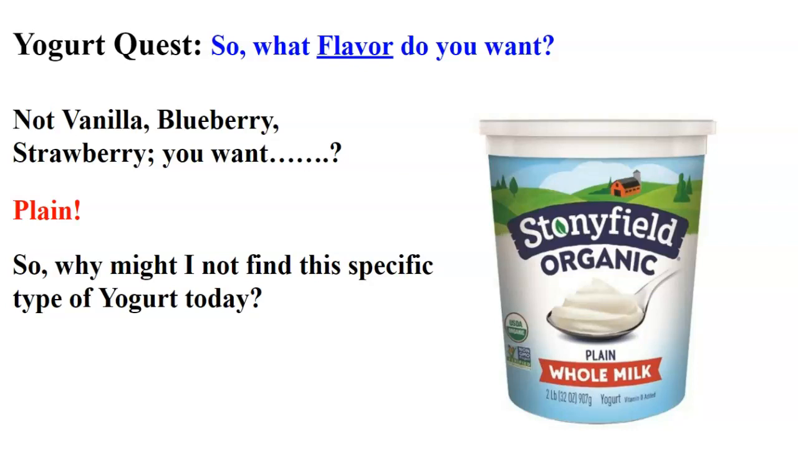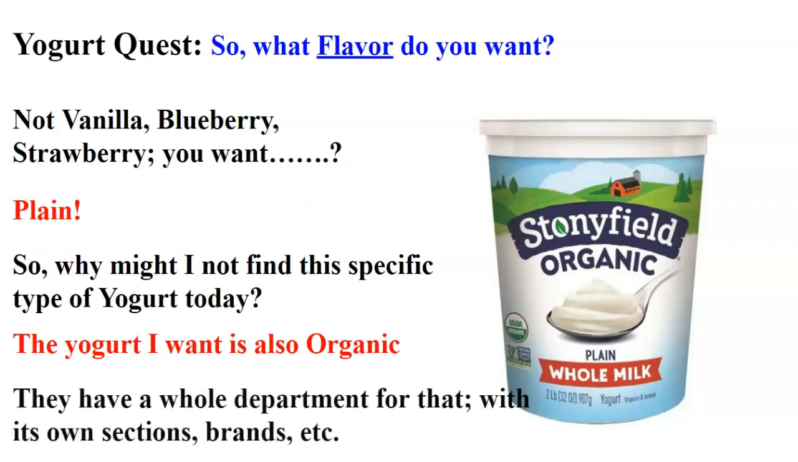So why might I not find this specific type of yogurt today? The yogurt I want is also organic. So they have a whole department for that with its own sections, brands, etc. So if I don't find it in the dairy section, maybe I find it in the organic section.